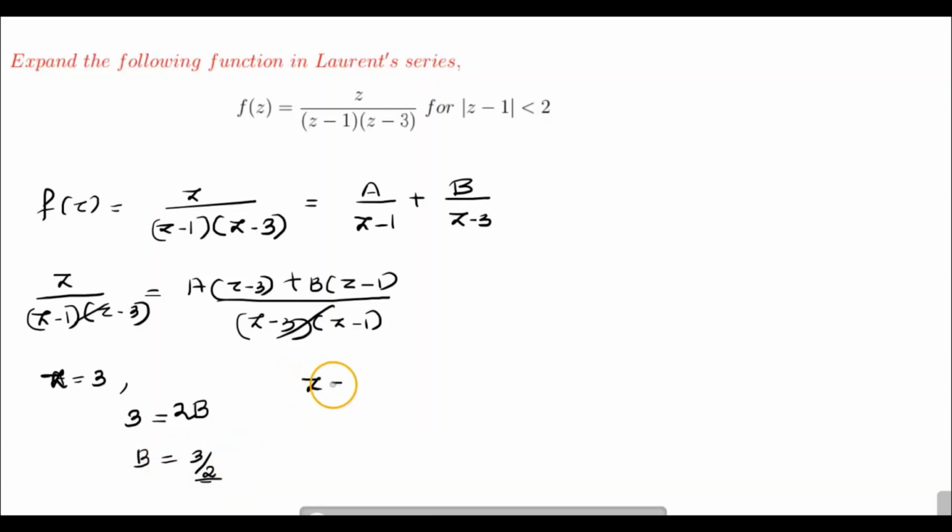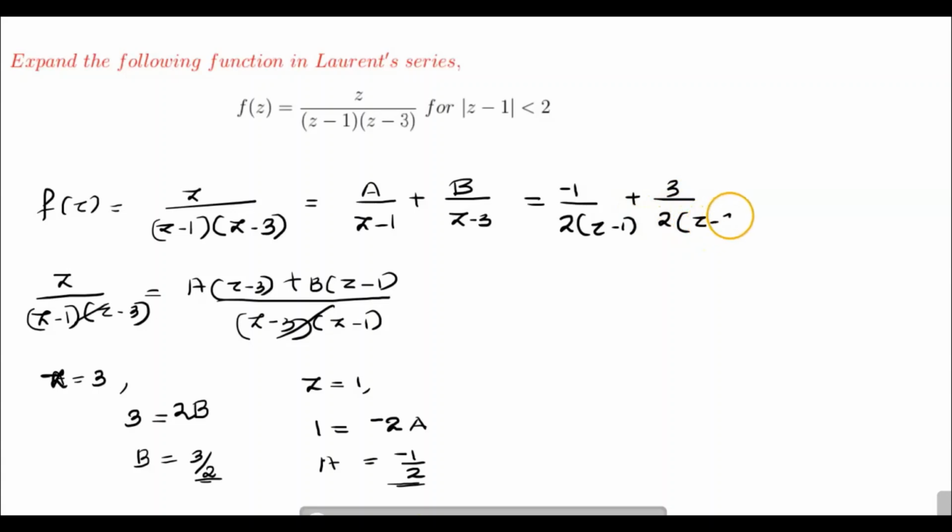Now put z is equal to 1, so that b is equal to 0. So 1 is equal to 1 minus 2, which is minus 1, minus 3, which is minus 2a. So a is equal to minus 1 by 2. So this is equal to minus 1 by 2 into (z minus 1) plus 3 by 2 into (z minus 3). So this is our function.